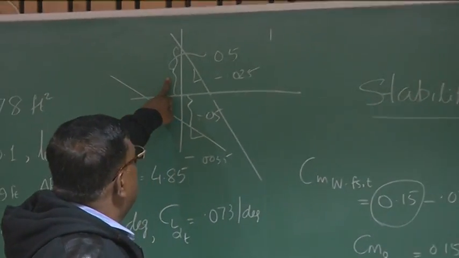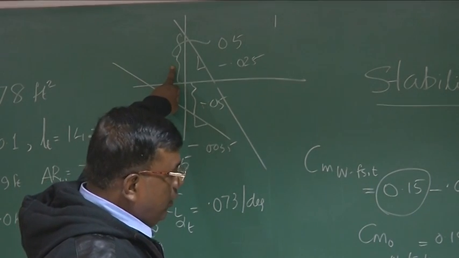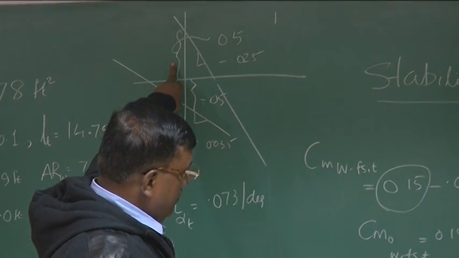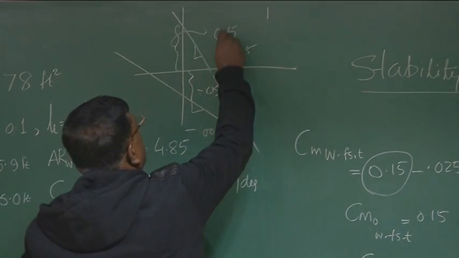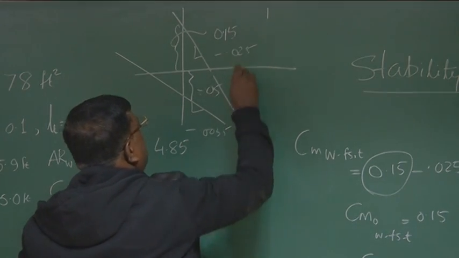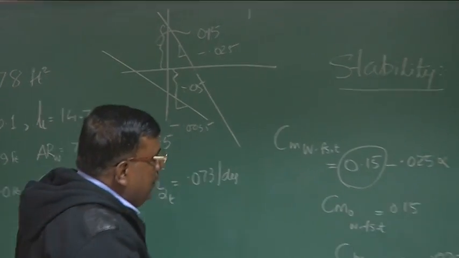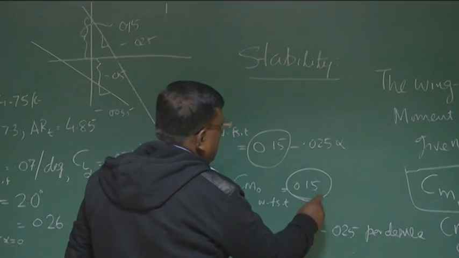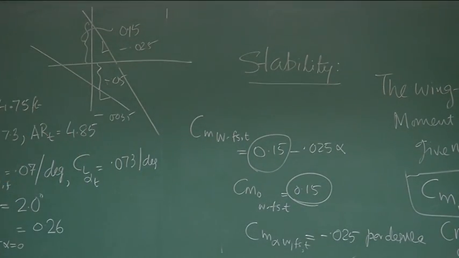That is the question. Okay, 0.15. This is actually 0.15. Let me correct it. Okay, this is the value. This is what we are designing, or what we want to go for.